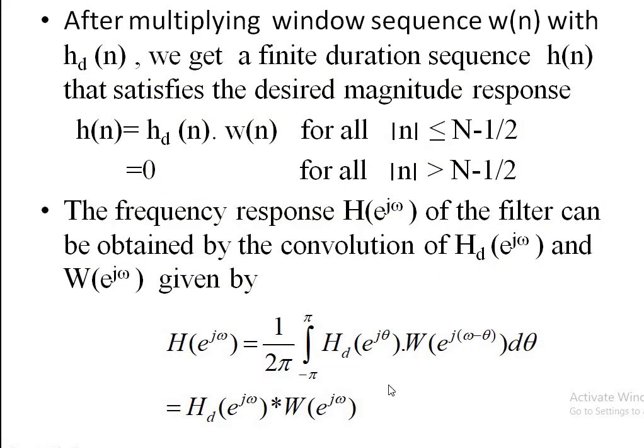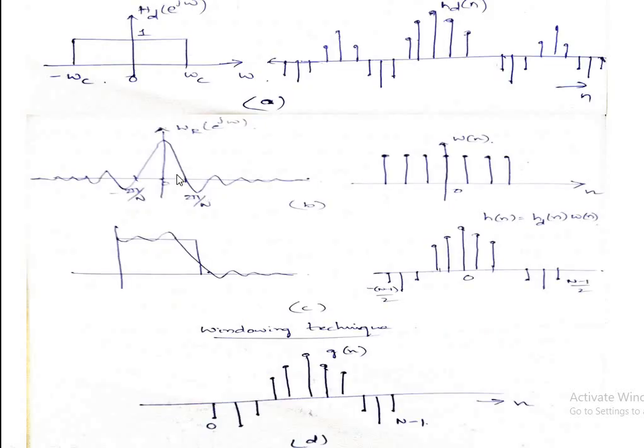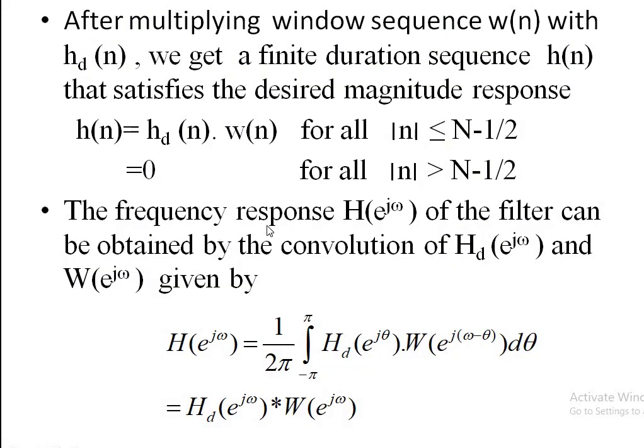Whenever we observe the relation for this H of e power j omega, the frequency response can be obtained as 1 by 2 pi, integral from minus pi to pi, HD of e power j theta times W of e power j omega minus theta, d theta. This represents the convolution between HD of e power j omega, the Fourier transform of HD of n, and W of e power j omega, which is the Fourier transform of W of n. Let us understand these relations using a graphical, pictorial representation.